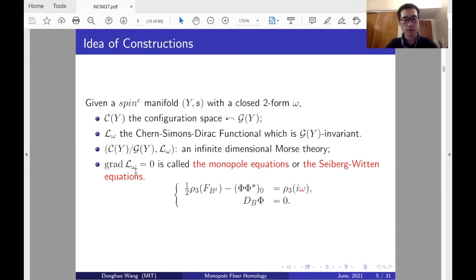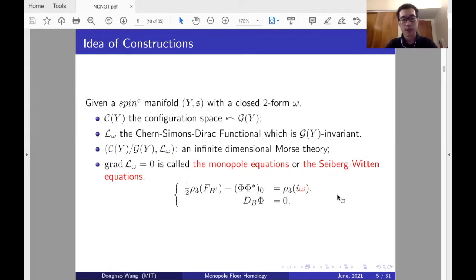A critical point of this functional is also a solution to the monopole equations, or the Seiberg-Witten equations, on this closed three-manifold. I'm not going to explain the various terms in this expression, but for experts, I'm perturbing the curvature equation using this closed two-form. And when the cohomology class of omega is generic enough, this will rule out reducible solutions. So this is the first step. We'll take all the critical points of this special functional and generate a vector space.